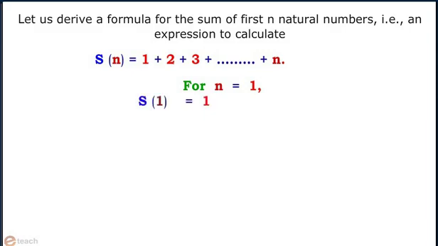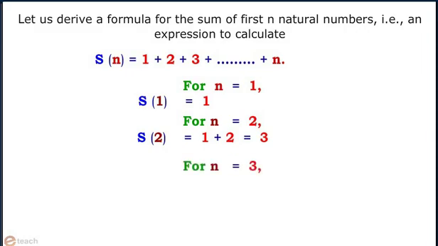Let us derive a formula for the sum of natural numbers, that is, an expression to calculate Sn equal to 1 plus 2 plus 3 up to n. For n equal to 1, S1 is equal to 1. For n equal to 2, S2 is equal to 1 plus 2 equals 3. For n equal to 3, S3 is equal to 1 plus 2 plus 3 equals 6.